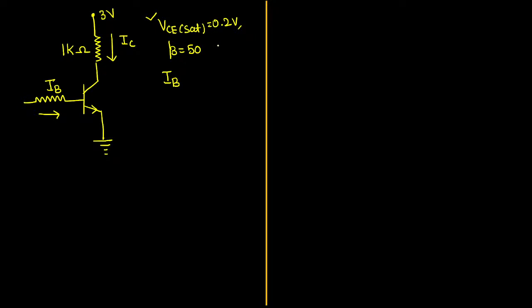The minimum base current required to drive the transistor in the figure to saturation is dash. Think and figure out the answer. Okay, that is the given question.